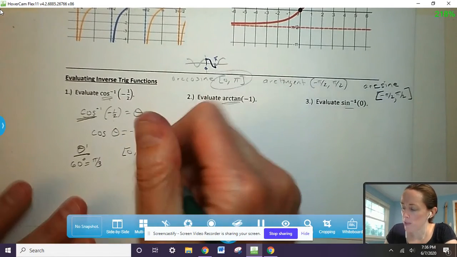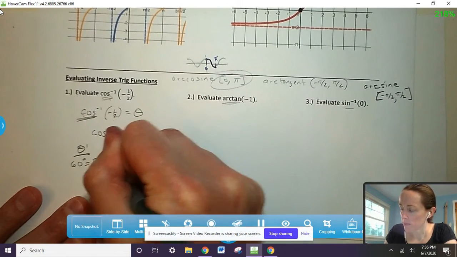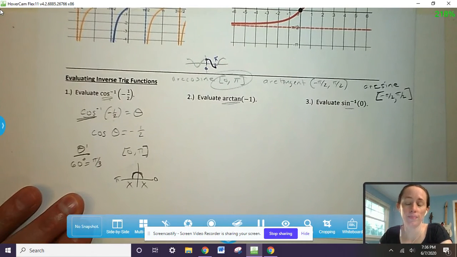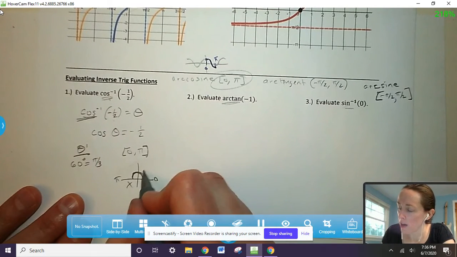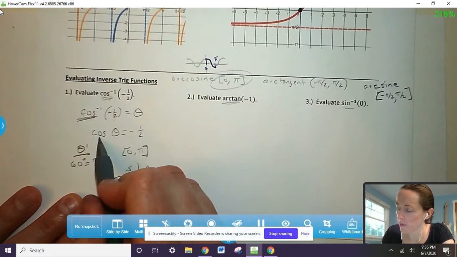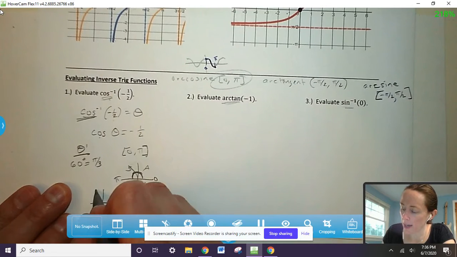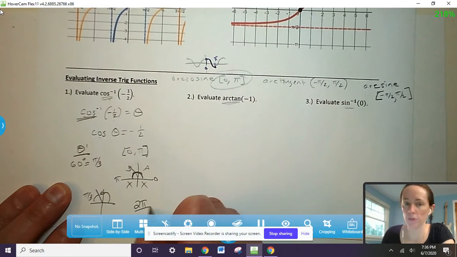So if you have to be between 0 and pi, that means quadrant 3 and 4 are off limits. You can only be in quadrant 1 or 2. So if "all students take calculus" and cosine is negative, we must be in quadrant 2. And the angle in quadrant 2 that has a pi over 3 reference angle is 2 pi over 3.